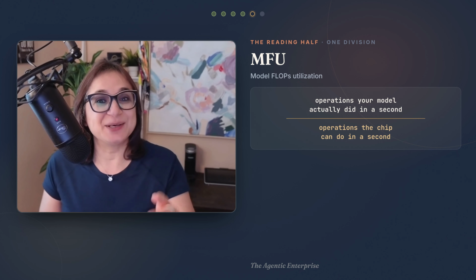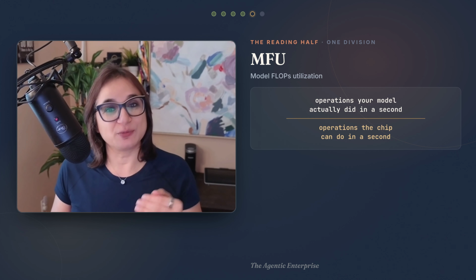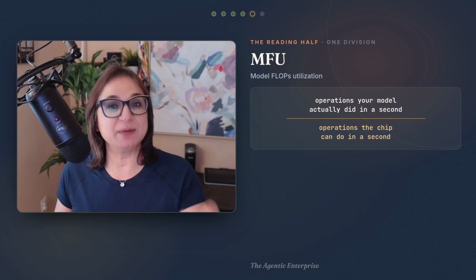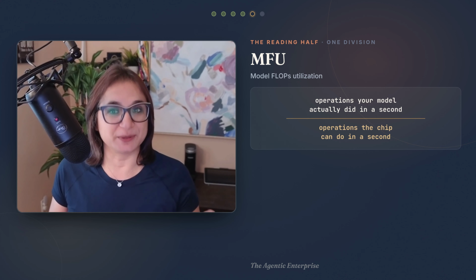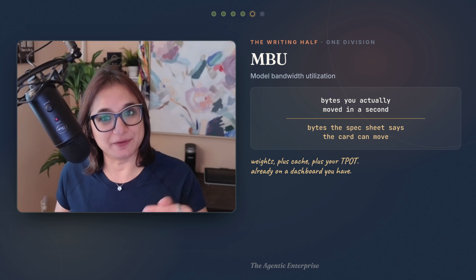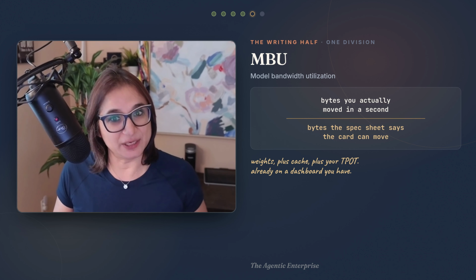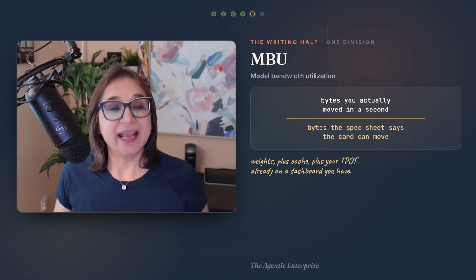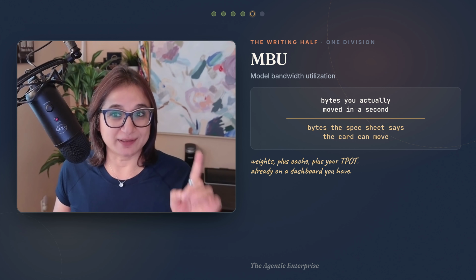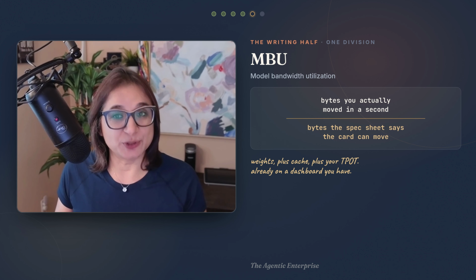And the two numbers that do tell us are one division each. For your reading half, you take the operations your model actually did in a second and you divide by what the chip can do in a second, and people call that MFU, model FLOPs utilization. And for your writing half, you take the bytes you actually moved in a second and you divide by the bytes the spec sheet says that card can move, and that is MBU, model bandwidth utilization. And notice what you needed for that second one: the size of the weights and your TPOT, the average, because we cannot divide by the distribution. And your TPOT is already sitting on a dashboard you already have.